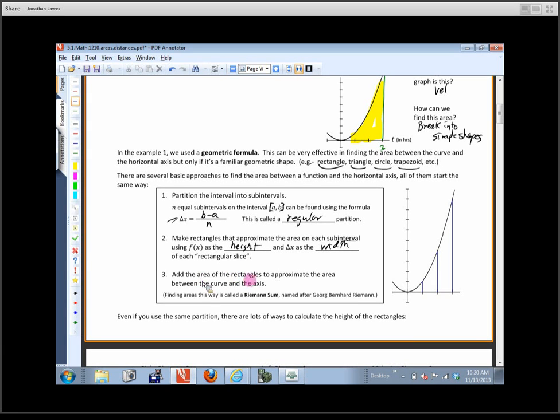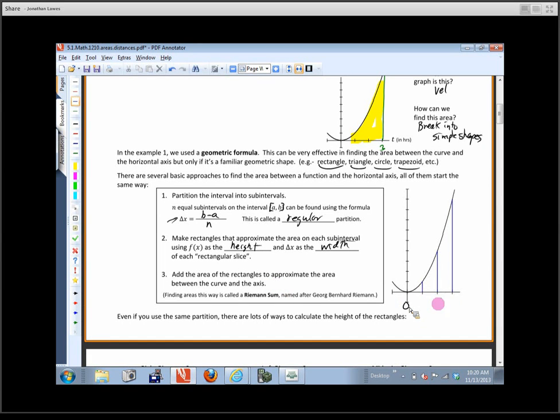And then we're just going to add up the areas. Just like we did with the area of our hand example, we sliced it up into a bunch of little squares, and then we just added up all the squares to come up with our estimate. Okay? So on a problem like this, here's an easy way to do this.